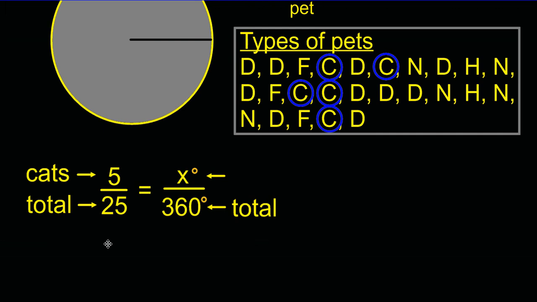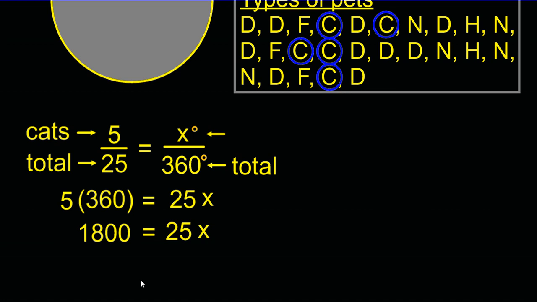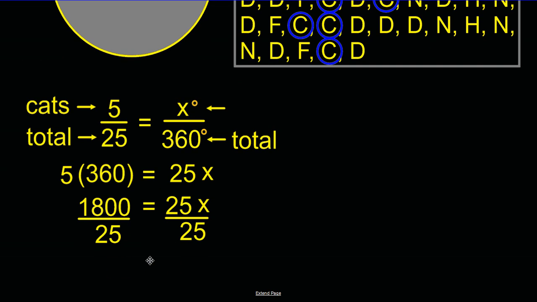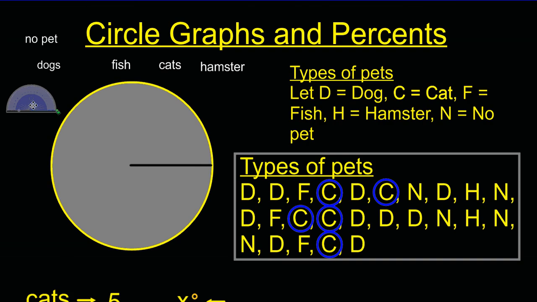Now we can simply solve. Multiply the cross products. 5 times 360 degrees equals 25 times x. When we multiply these, we get 1,800 equals 25x. Then use inverse operations to divide both sides of the equation by 25. And we get our value, x equals 72 degrees. Now we've probably done this before where you've used percents, but this time we're actually using degrees.